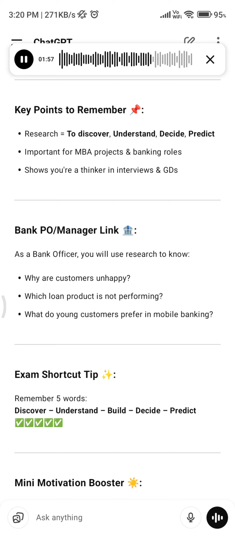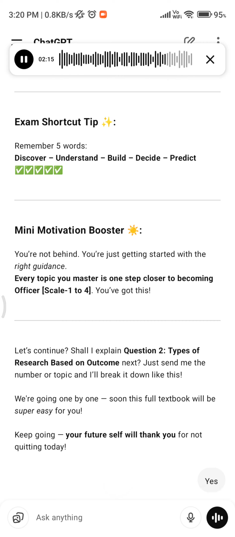Shows you're a thinker in interviews and GDs. Bank PO Manager link: as a bank officer, you will use research to know why customers are unhappy, which loan product is not performing, what young customers prefer in mobile banking. Exam shortcut tip: remember 5 words. Discover, understand, build, decide, predict.